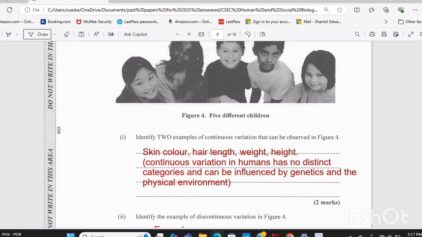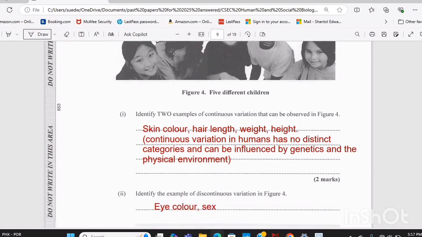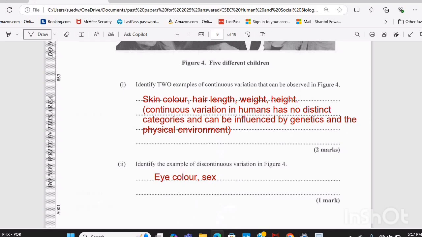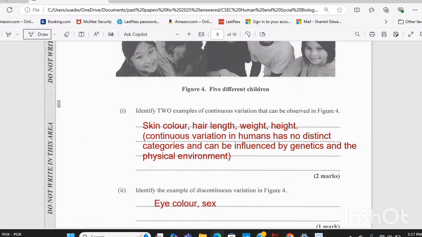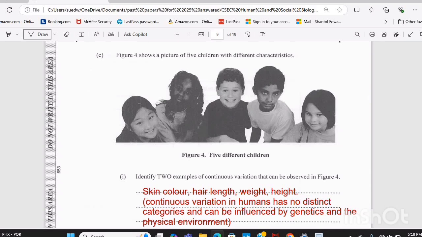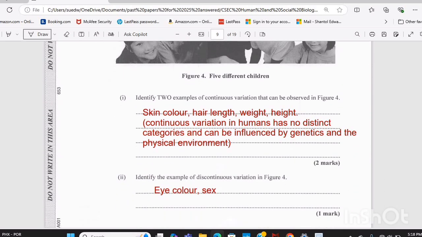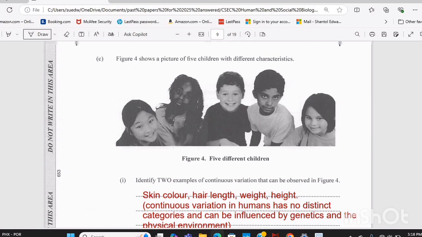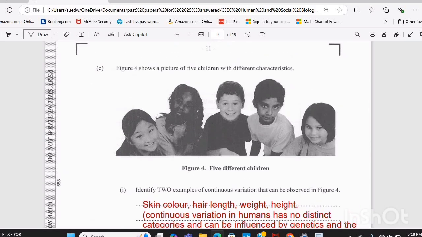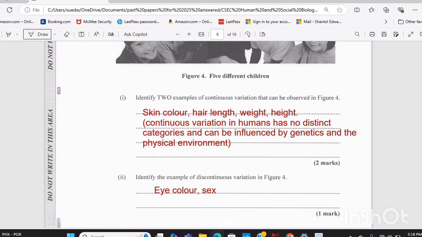And it also says you must identify the example of discontinuous variation in figure 4. The example that would definitely give you a mark would be sex. So if you realize it is distinct, discontinuous variation means that these are the only possible characteristics that can be displayed in the species, right? So if we're looking at humans, sex can only either be male or female, and we're looking at the science of it now. So I don't want anybody to come and bash me. We're looking at the science of it. So there must be some sex assigned to you. So you're either male or female at birth, okay? And so that is discontinuous.